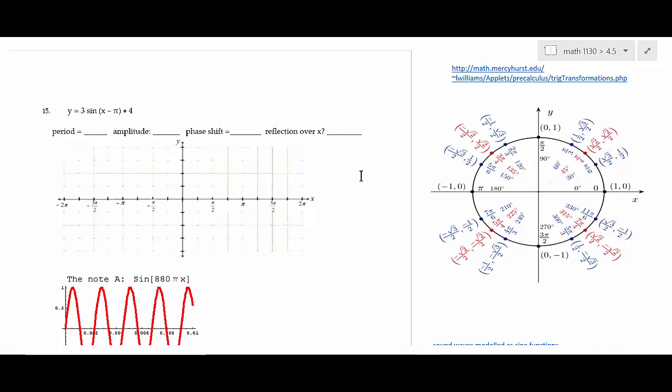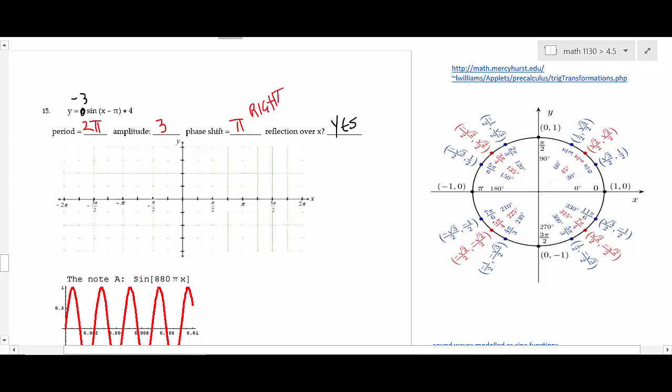Okay, so with this one, the period is still 2 pi. We're not to the point where we've changed it yet. The amplitude's 3. Phase shift is pi. This time it's right. Just for fun, let's change that 3 to -3, because I want to give you a problem that has everything in it. So this one is going to reflect over the x-axis.